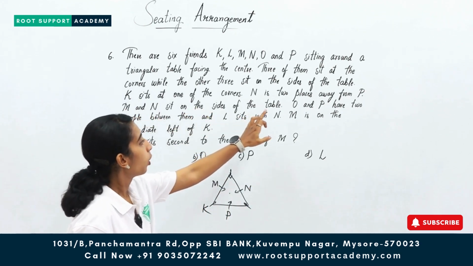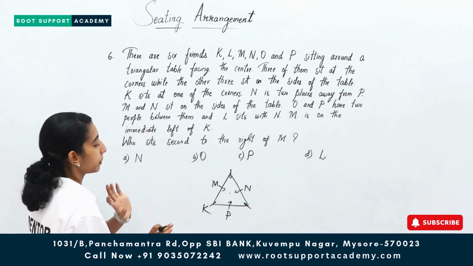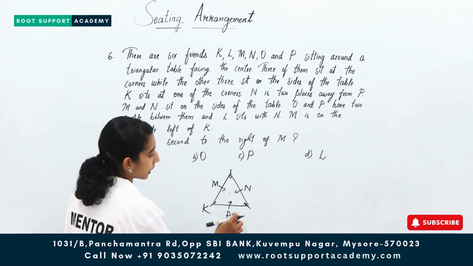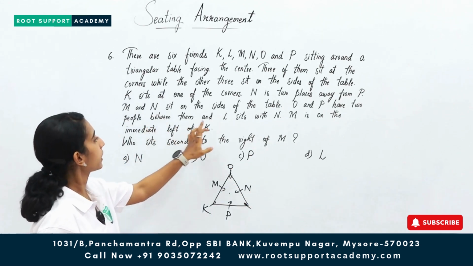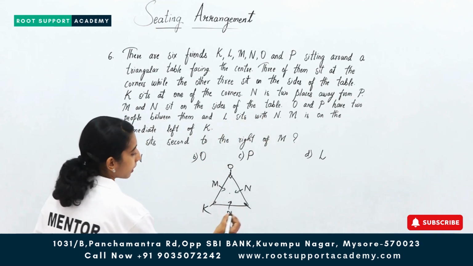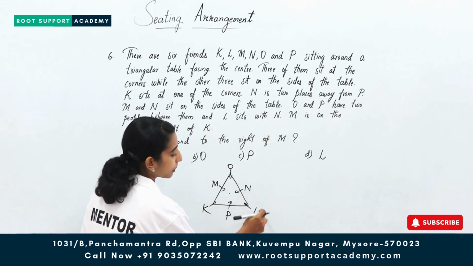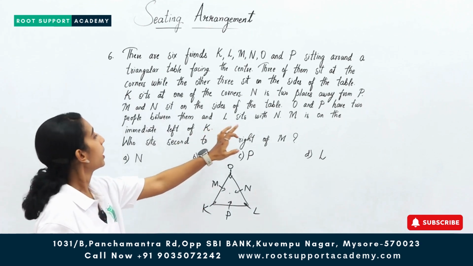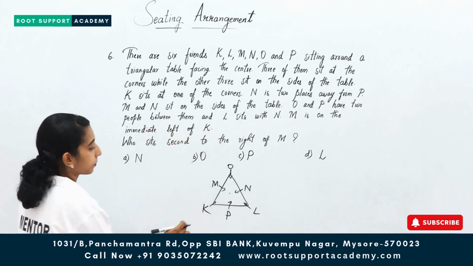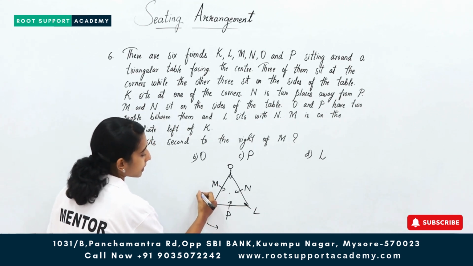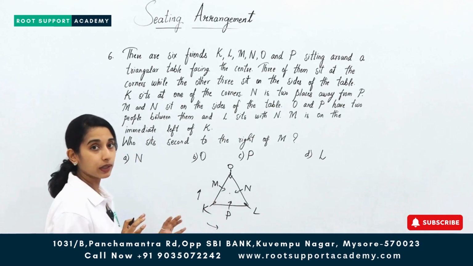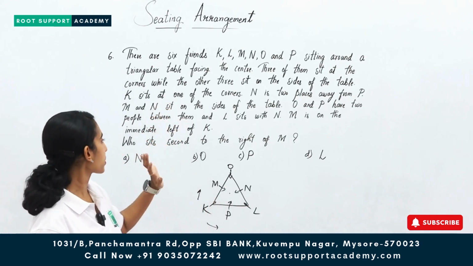Okay. Next. O and P have 2 people between them. Okay. P is already here. 2 people should be between O and P. Okay. Next. L sits with N. L sits with N. That means he sits next to N. M is on the immediate left of K. M is on the immediate left of K. This is the right of K and this is the left of K. So left of K, who is sitting? M. So what is the question they have asked?